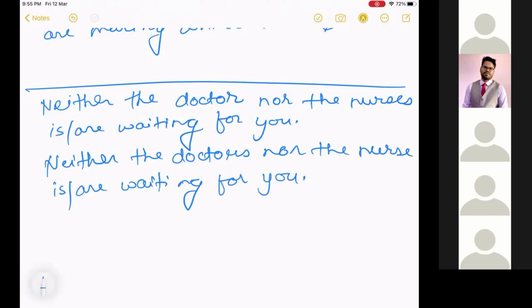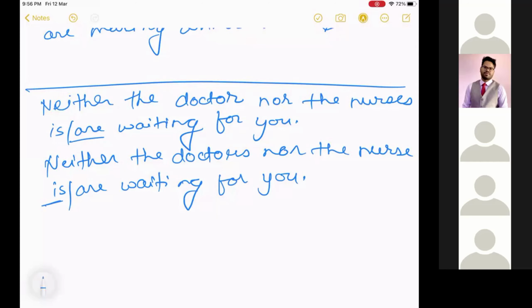Tell me, all of you. Sir, first one, neither the doctor nor the nurses are waiting for you. Neither the doctors nor the nurse is waiting for you. Second one is okay. Others? First one is, sir. There is nurses, so it will be are. Yes, Vatika, second one. In the first sentence there is nurses, so it will be are. And in the second sentence there is only nurse.